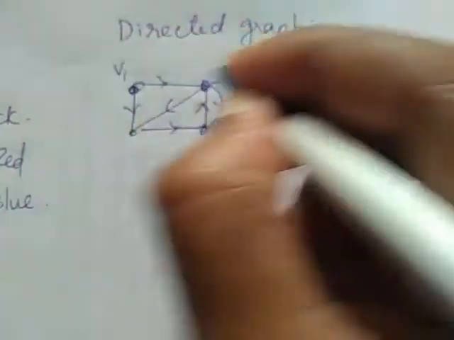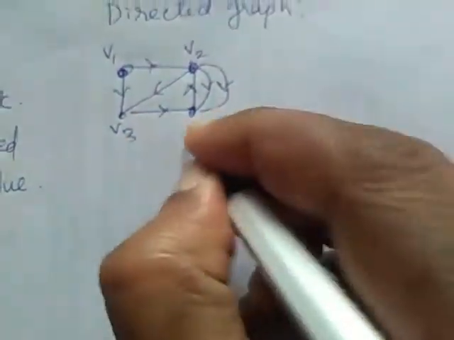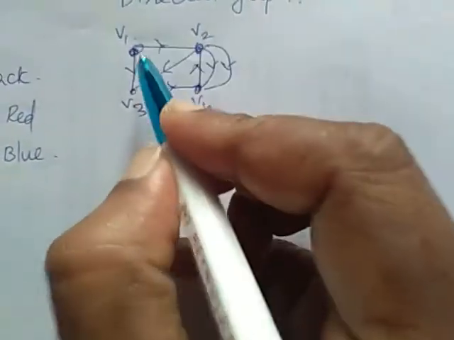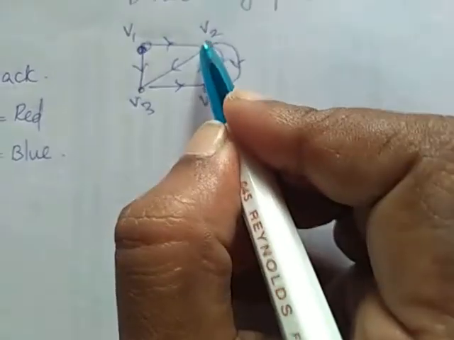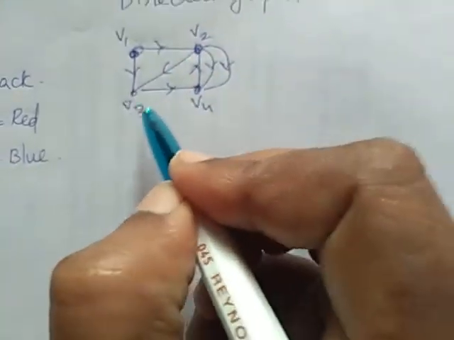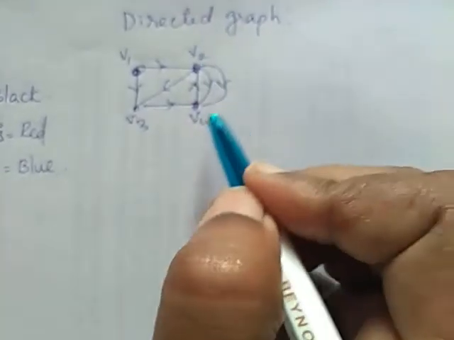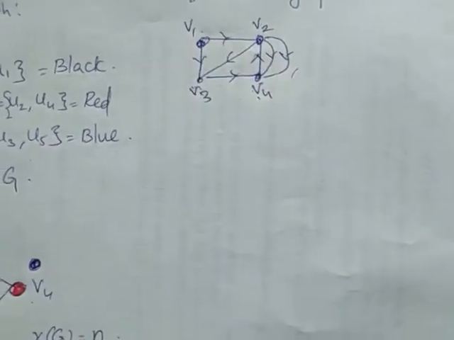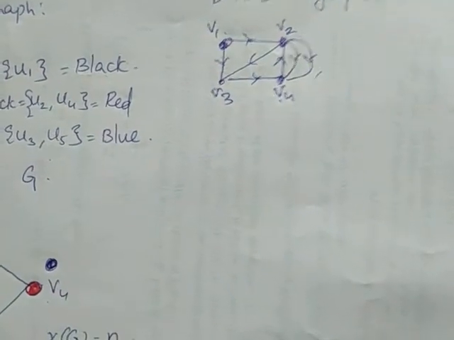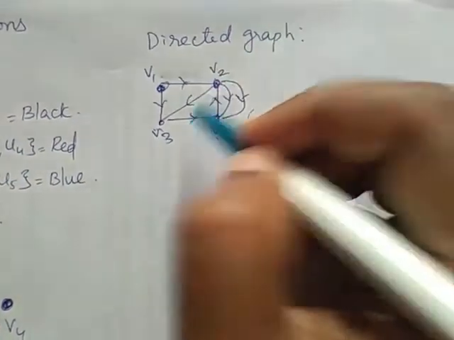Here we have the pairs V1, V2, V1, V3, V2, V3, V3, V4, V4, V2, V2, V4 as the ordered pairs. Now, this is a directed graph.